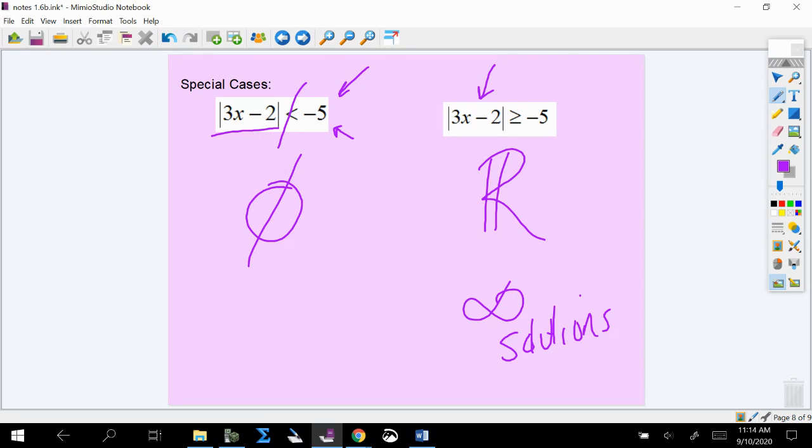That's what makes these special, is what do you do if there's a negative on the opposite side of the inequality symbol? We have one of those two special cases. So that is totally the end of 1.6. You've now gone through all the different parts of absolute value equations and inequalities.